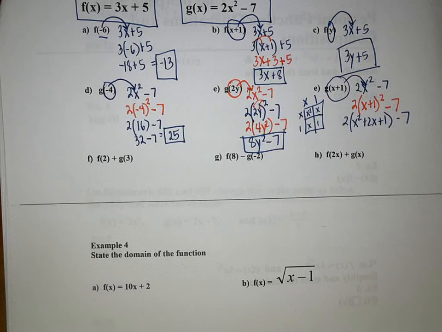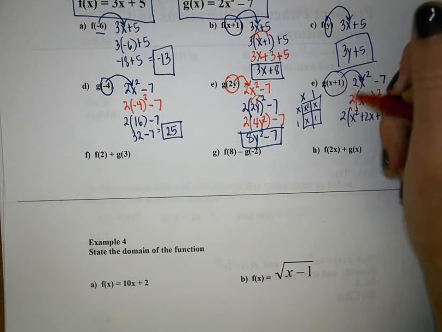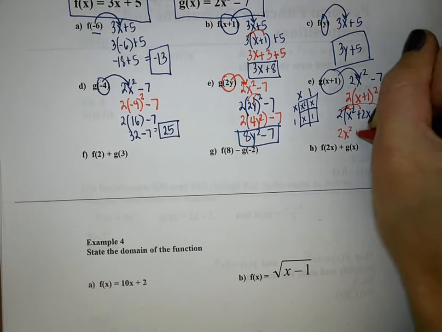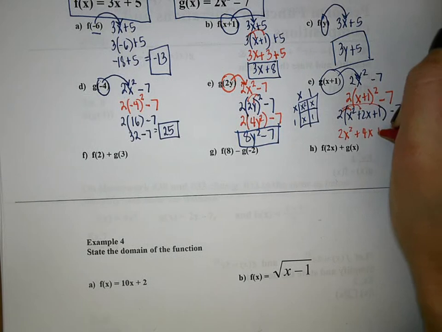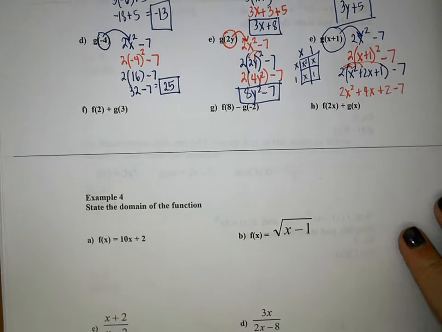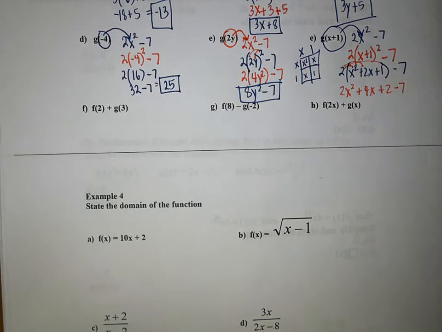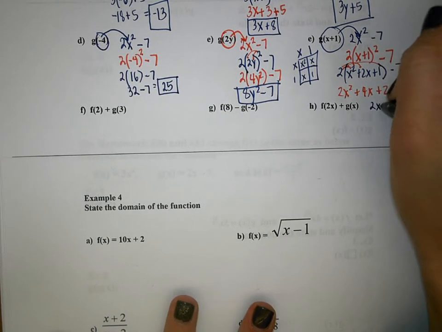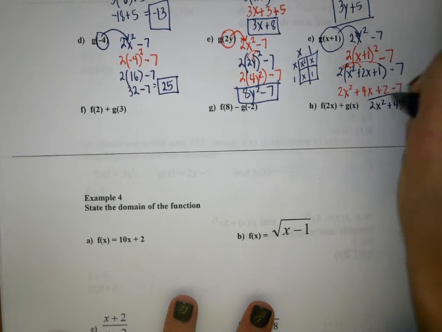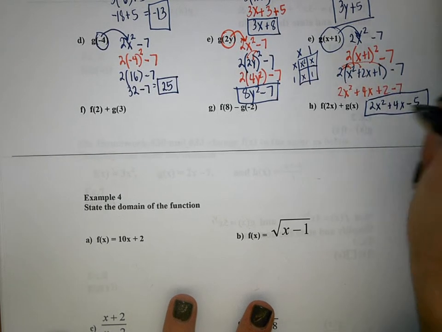Okay, then next what will I do? Distribute the 2. So we distribute that through. We get 2x squared plus 4x plus 2, and then minus 7. And you subtract the 7. Good, and then you can combine those like terms, exactly. So we end up getting 2x squared plus 4x minus 5. And that's your simplified answer.